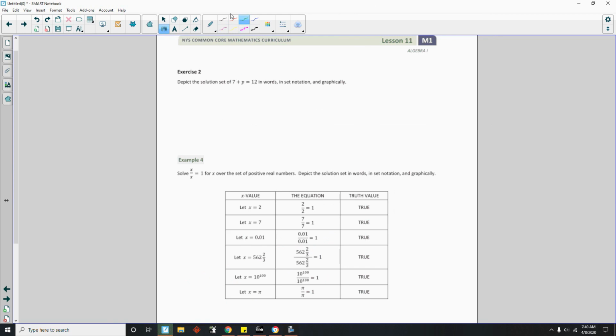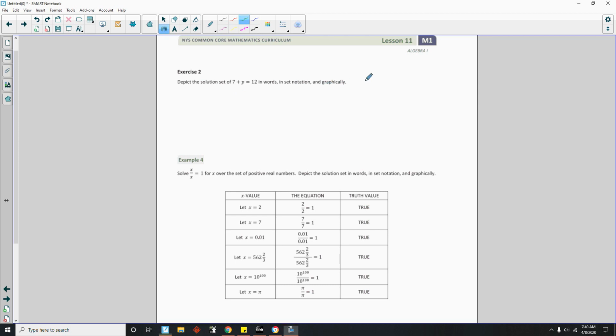Okay, page 4 brings us to exercise 2. Try this, pause the video, and then come back and check your answer. Okay, depict the solution set 7 plus p equals 12 in words, in set notation, and graphically.